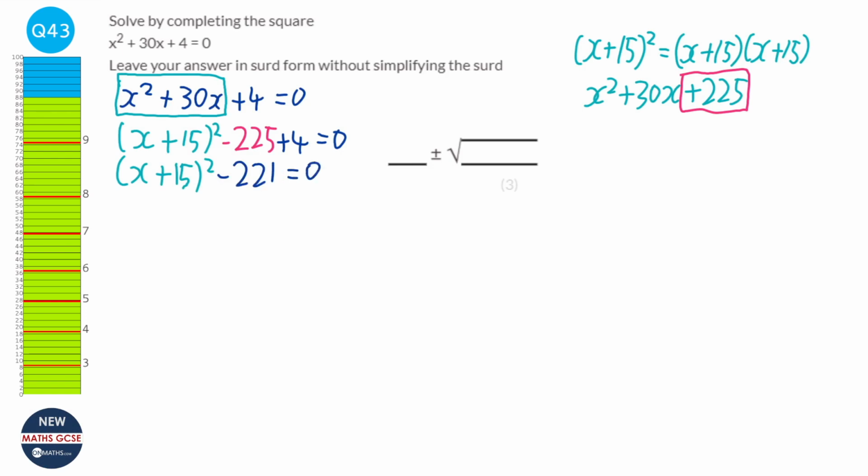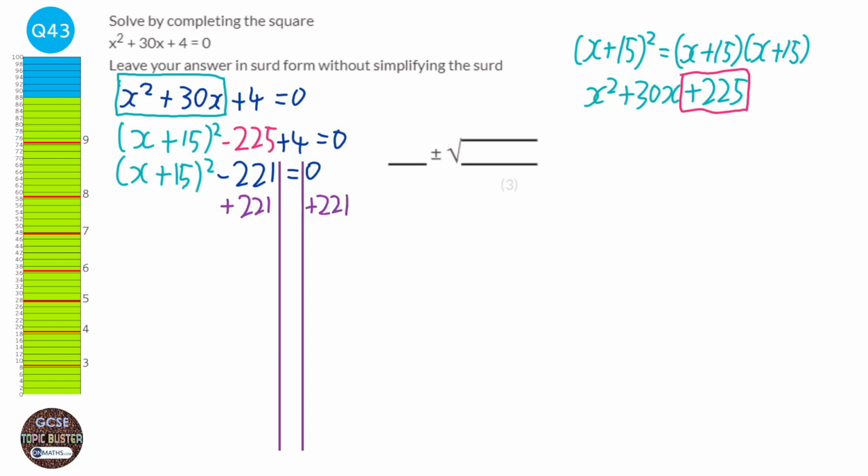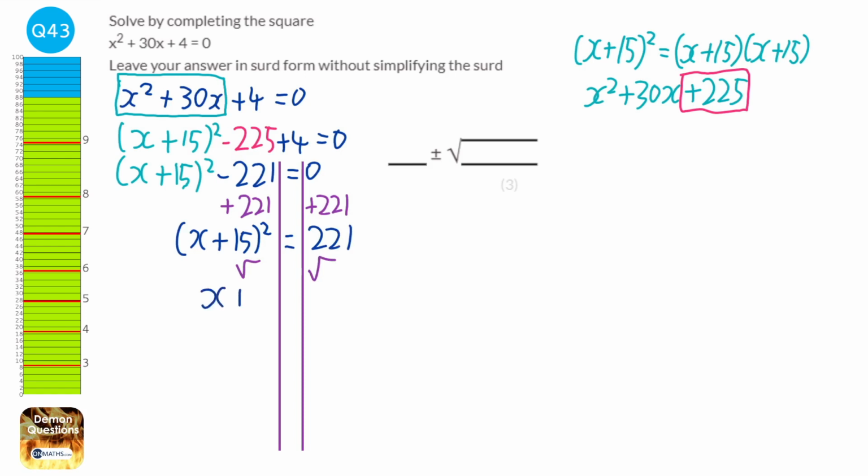Right, let's get our lines in because we're going to solve this now. And the first thing we're going to do is add 221 to both sides. And so that will be the x plus 15 squared is still there on the left hand side equals 221. Then we're going to square root both sides to get rid of that squared. So we have x plus 15 equals the square root of 221. And then we're going to take away 15 from both sides.